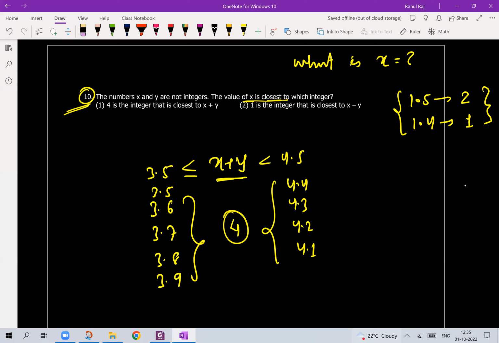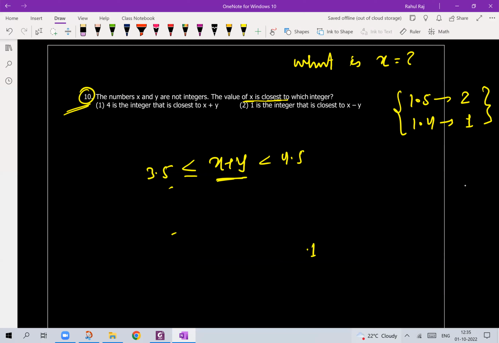But what is the question asking me? What is the value of x? Do you think option number 1 gives you the value of x? No. Because they are saying x plus y lies between 3.5 and 4.5. I can straight away say not sufficient, because I'm not getting the value of x at all from here.